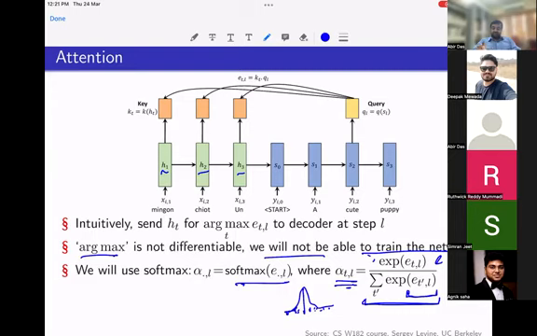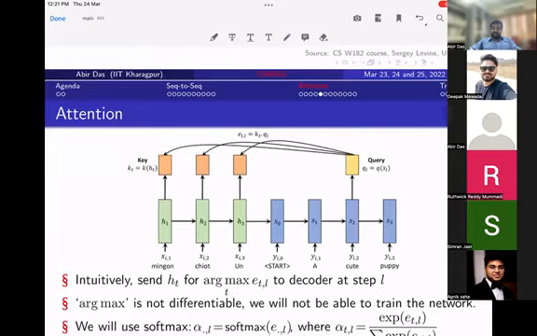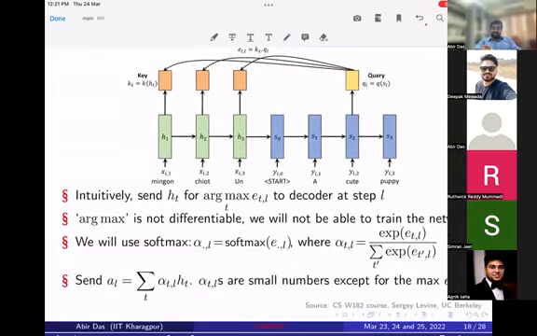Okay, so this is what you get: the alpha TLs. Now what you do is, instead of sending the HT corresponding to the max one, you take all HTs and weigh these HTs with the corresponding alpha TLs. So remember what alpha TL is. Just try to think about it from first principles.